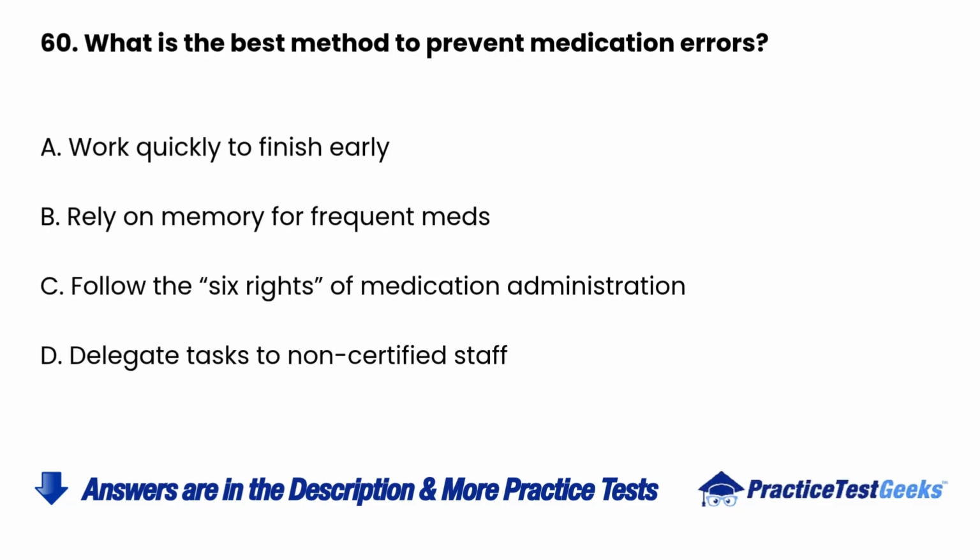60. What is the best method to prevent medication errors? A. Work quickly to finish early. B. Rely on memory for frequent meds. C. Follow the 6 rights of medication administration. D. Delegate tasks to non-certified staff.